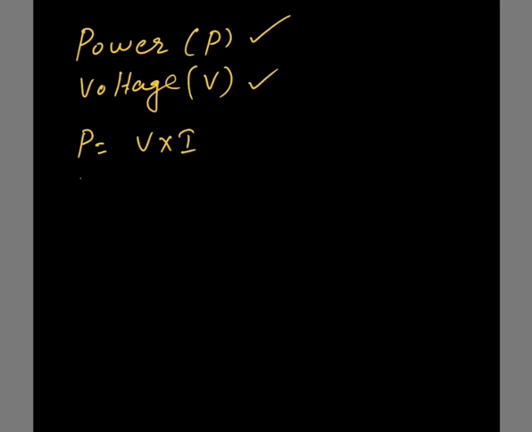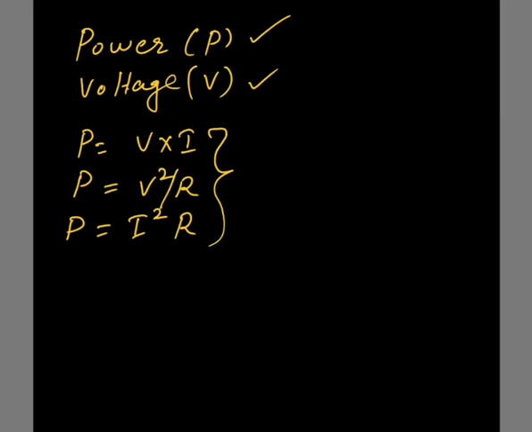Then you also have another equation for power as V squared by R, where R is the resistance of the appliance. And another equation is I squared R. So three relations are there for power. Power is voltage multiplied with current, or V squared by R, and power can also be written as I squared R.